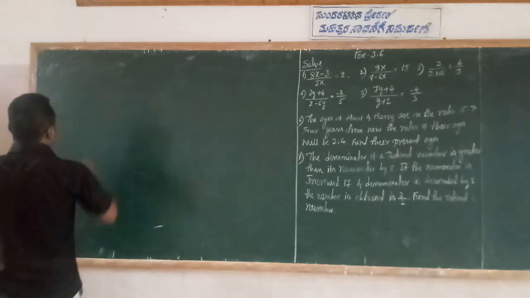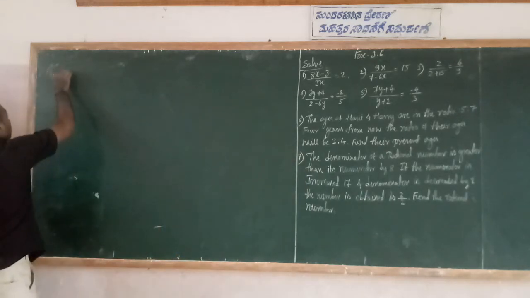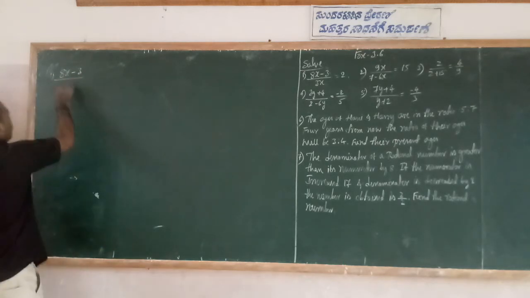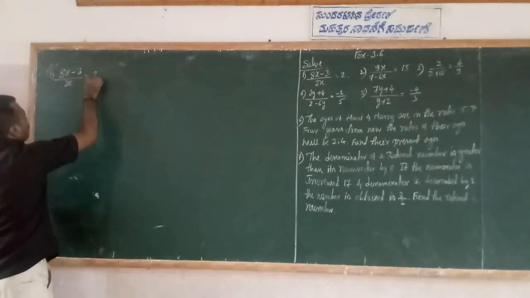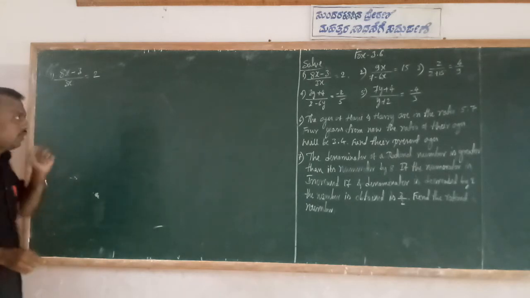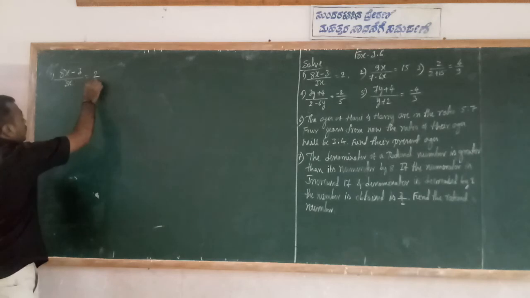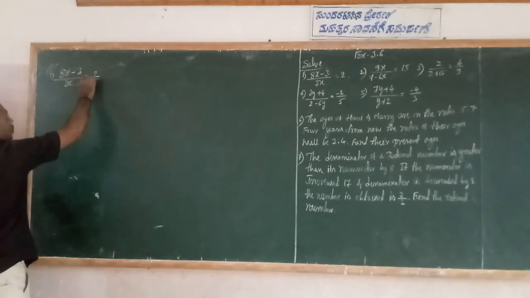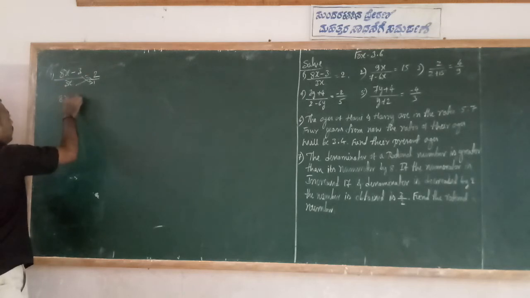The first equation is (8x - 3)/(3x) = 2. We have to find the x value. Very simple, students. In the LHS there is this fraction, and in the RHS there is 2, which means 2/1. So we have to do cross multiplication. 1 multiplied by 8x - 3 becomes 8x - 3 only.